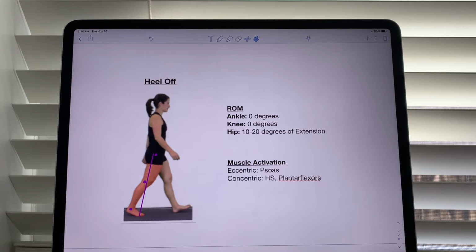At heel off, the line of gravity is posterior to the hip and anterior to the knee and ankle. The range of motion is going to be 0 degrees at the ankle and knee and about 10 to 20 degrees of hip extension. During heel off, the hip flexors work eccentrically as the hip is extending at that time. The major burst of activity of the ankle plantar flexors occurs near heel off and decreases rapidly to near 0 at toe off. During this brief period, shortening of the muscles creates an ankle plantar flexion torque that participates in the forward propulsion of the body.